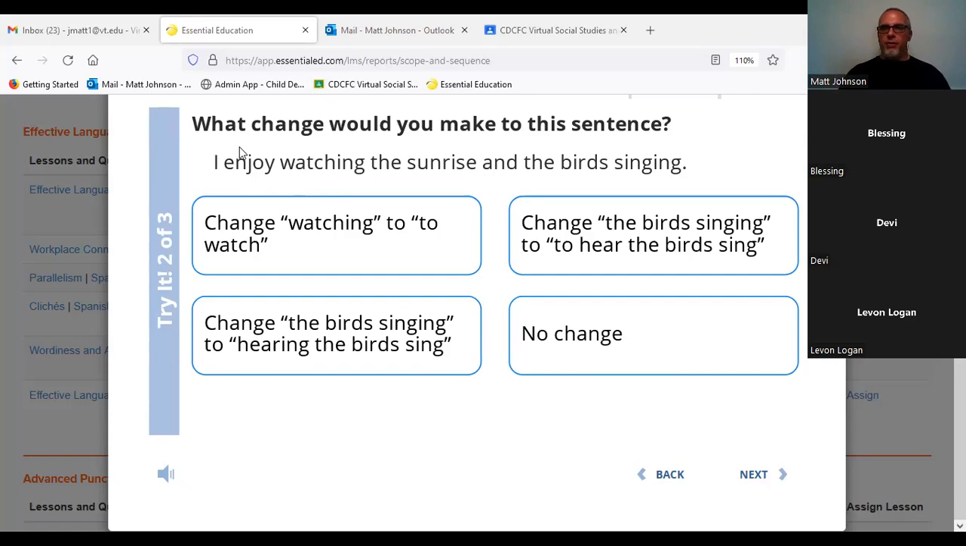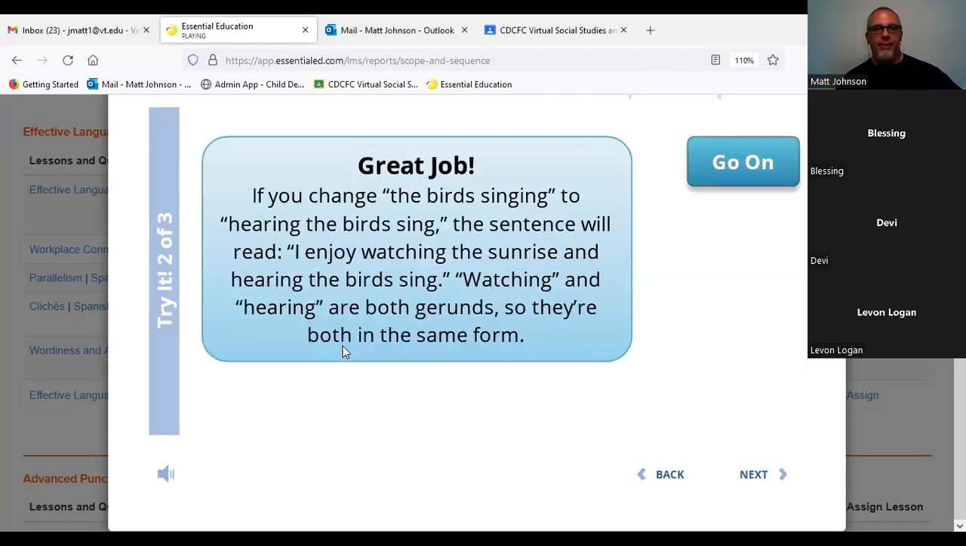So our first part, I enjoy watching the sunrise. We need our sentence structure to match that over here, right? We don't have that. I enjoy watching the sunrise. So we need to have and hearing the birds sing. That way, those two structures are the same, right? That is our parallelism. Great job!